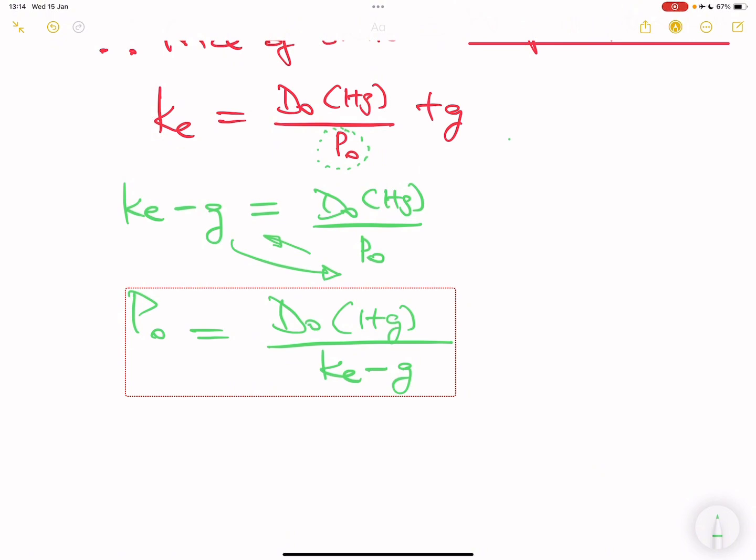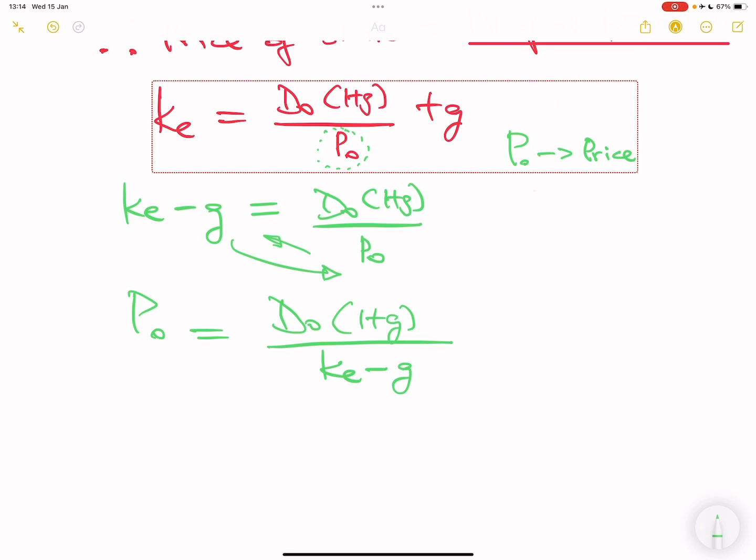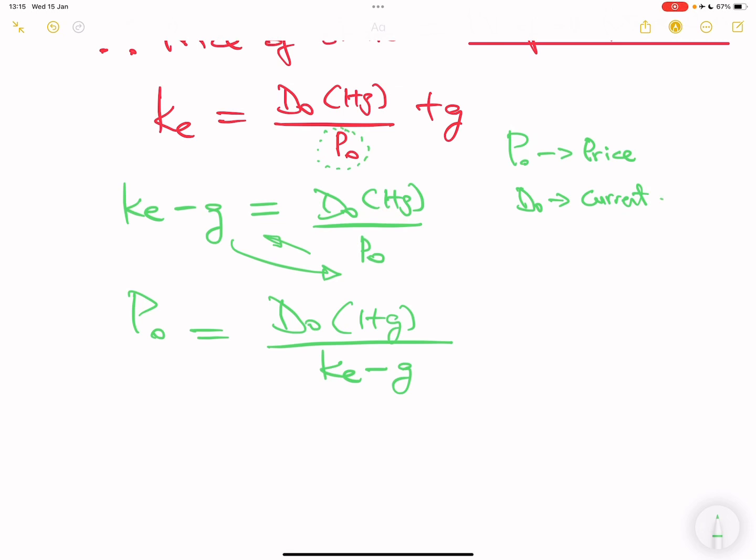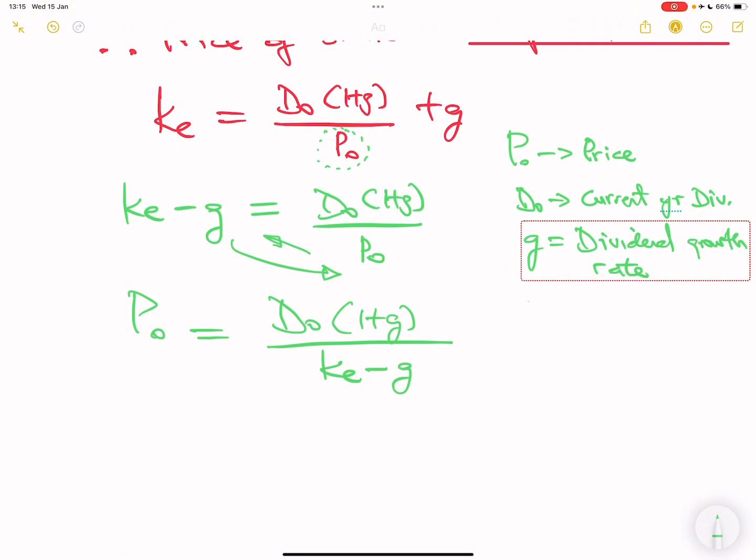And what is P naught? You already know that P naught is the price of the share that we are valuing, right? And D naught represent the current year dividend. And we have G, you know that as well, is your dividend growth rate, just like you have in your cost of capital class. This is the average constant rate you expect dividend to grow into the foreseeable future. And KE is the cost of equity, or cost of capital.